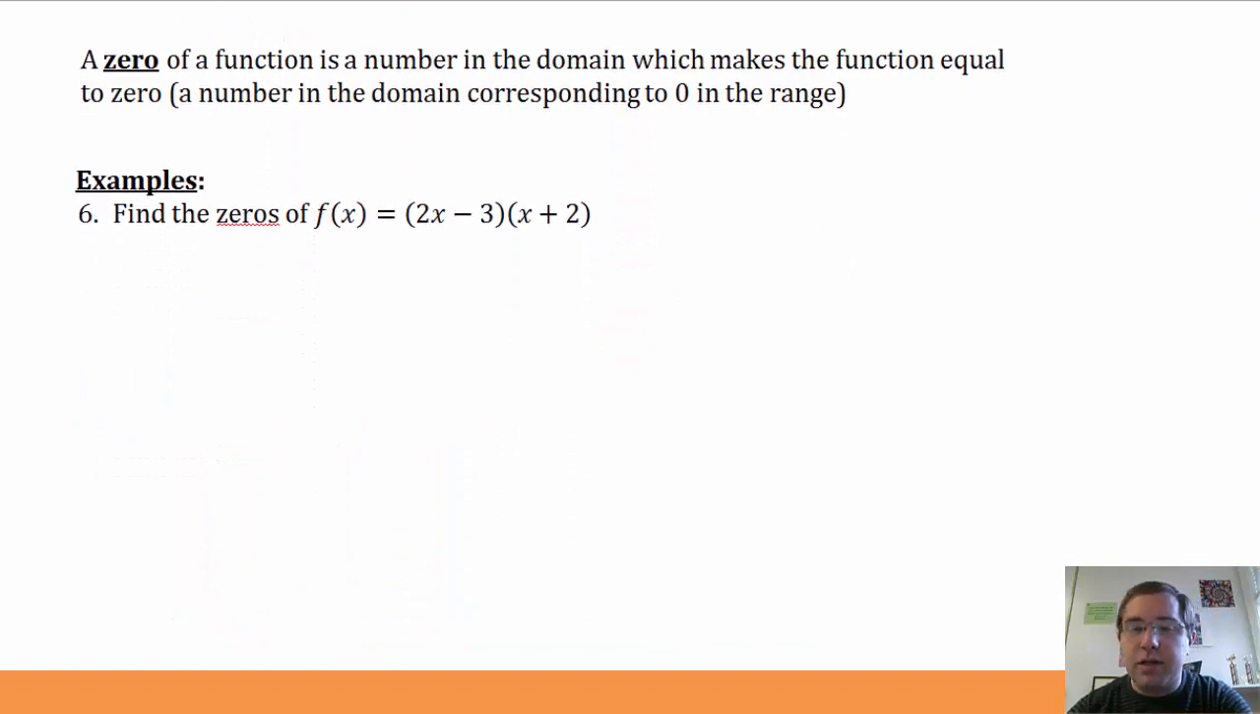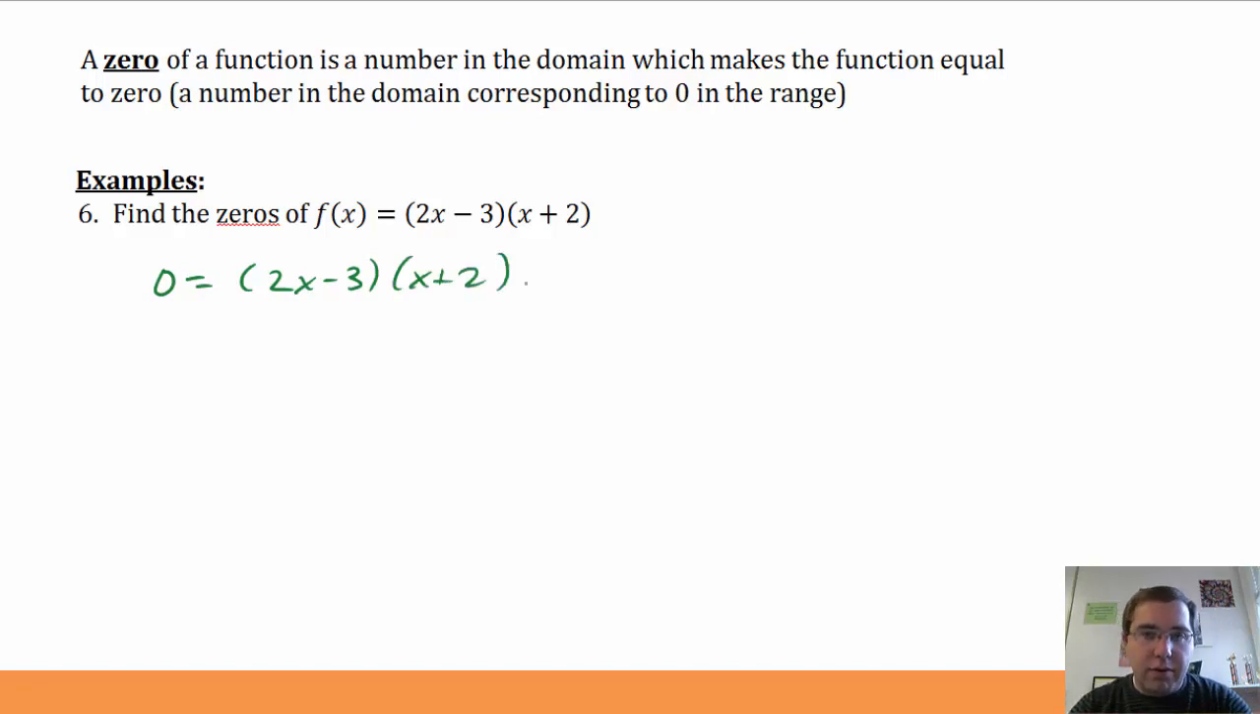Let's look at this from a function perspective. A 0 of a function is a number in the domain which makes the function equal to 0. So a number in the domain that corresponds to 0 in the range. There could be more than one number in the domain that corresponds to 0. So, for example, find the zeros of f of x equals 2x minus 3 times x plus 2. If I want to find the zeros, those are going to be the numbers for x that make the function equal to 0. So if I want the function equal to 0, I'm going to write it as 0 equals 2x minus 3 times x plus 2.